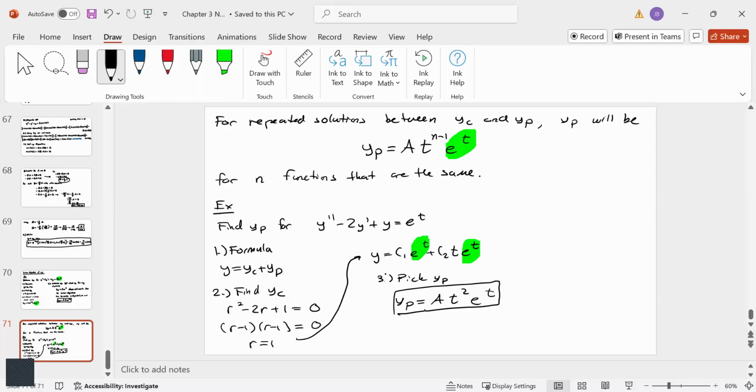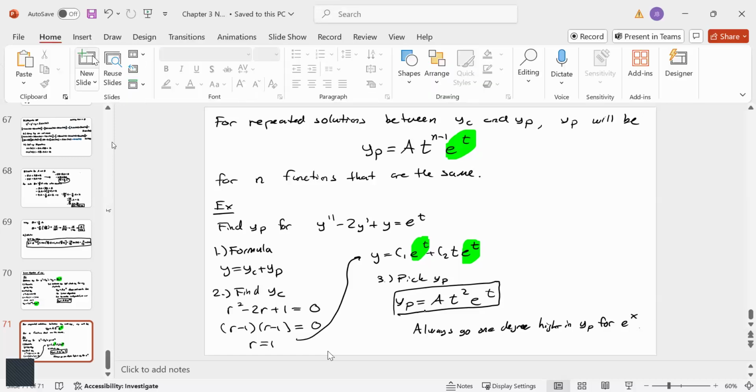So, always go one degree higher in yp for e to the x, and that usually will be enough to not run into any issues. And again, it's the same thing for sine and cosine. You just put a t in front of sine and cosine. You have to put it in front of both of them too, which just makes it more annoying.